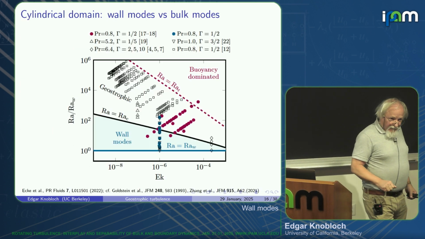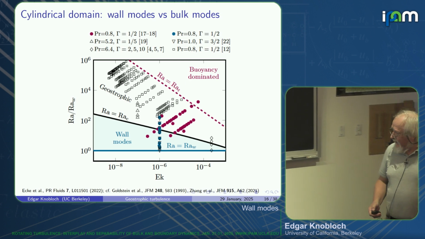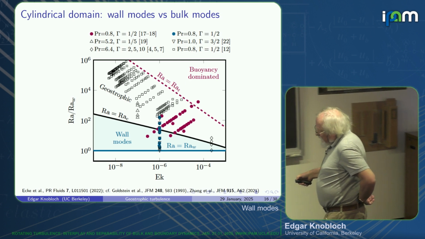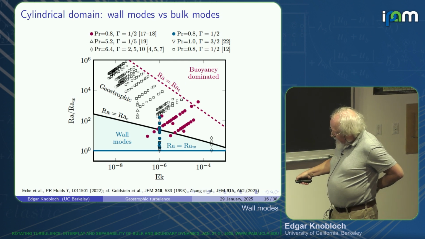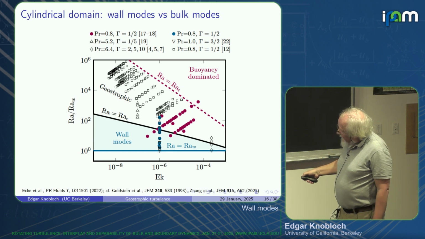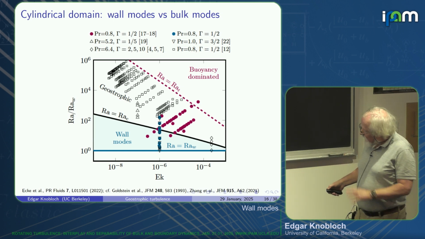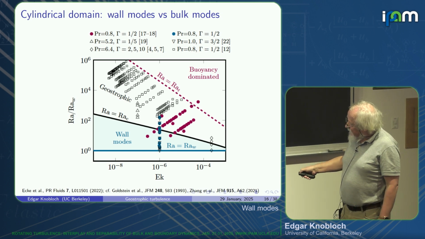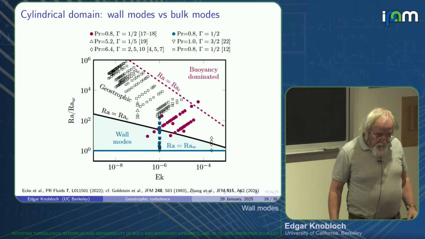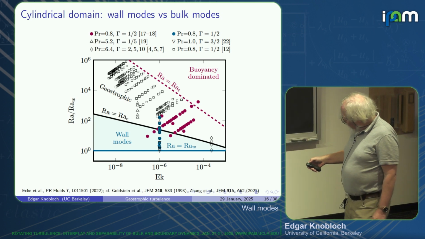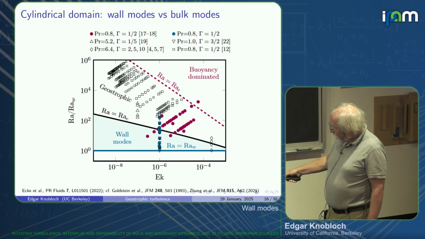Okay, so now we're going to jump forward to more recent times. So this is from a paper by Bob and Olga Shishkina and Zhang. And so what they have plotted is a number of different computations with different aspect ratios, gamma, different Prandtl numbers, all on one picture. This is the Ekman number on the horizontal axis, and this is the Rayleigh number normalized by the onset for wall modes, right? And so the wall modes set in along this horizontal boundary.